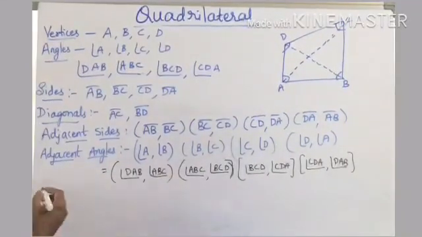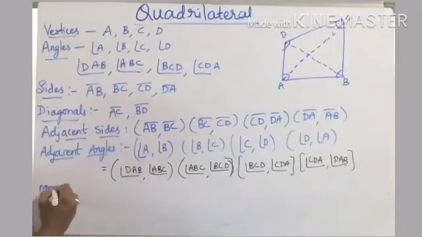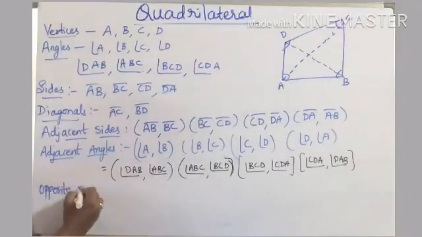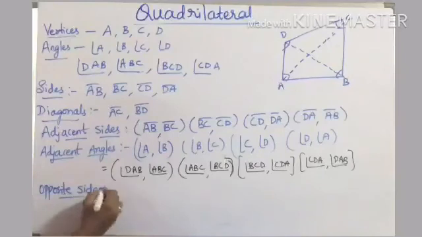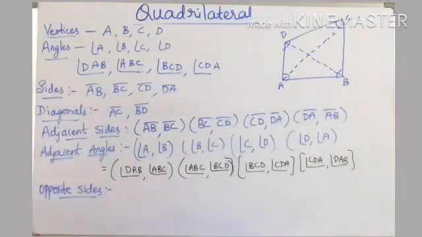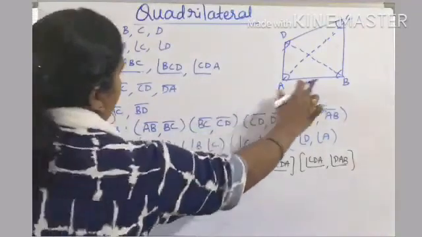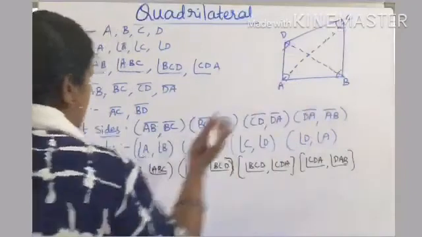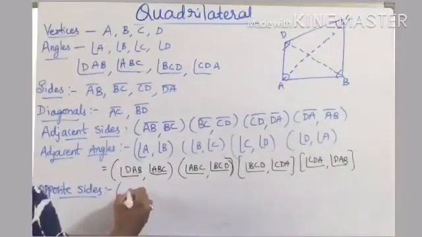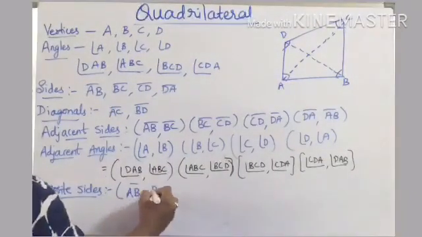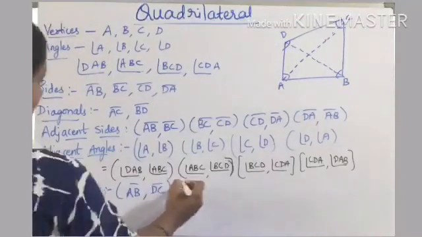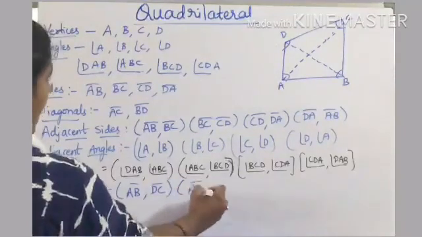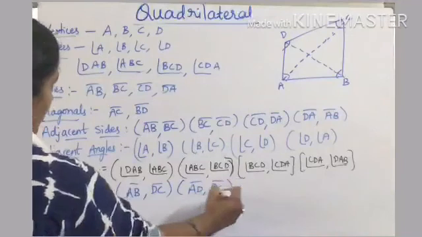Next, coming to opposite sides. Adjacent sides you will get four pairs, but opposite sides you will get only two. That is, AB is opposite to DC and AD is opposite to BC. So in total only two pairs. AB and DC are opposite sides. Next, AD and BC are opposite sides.